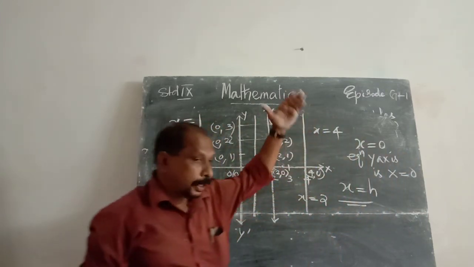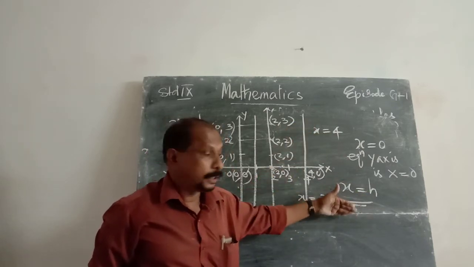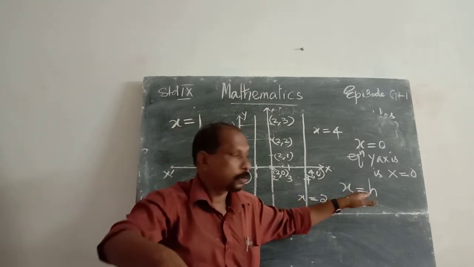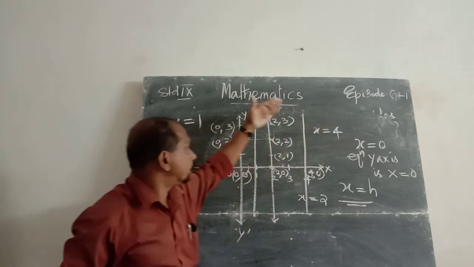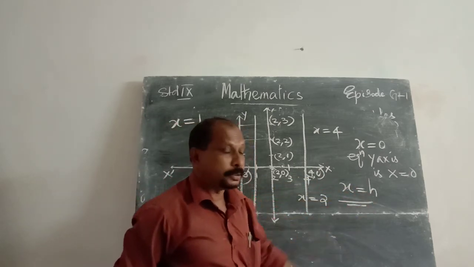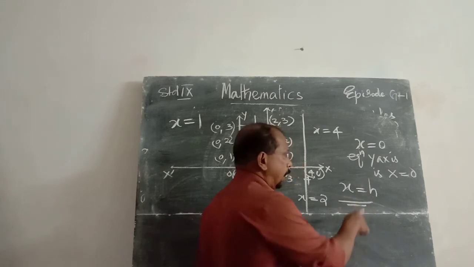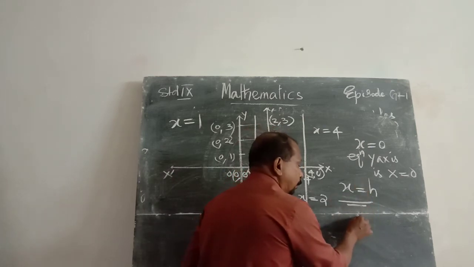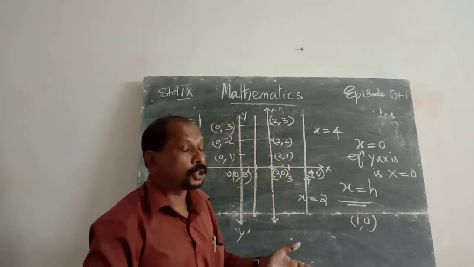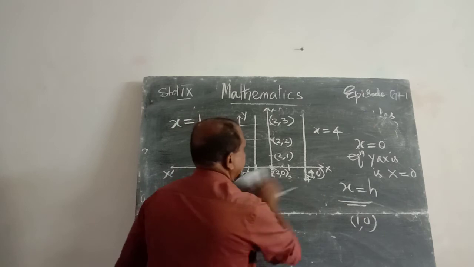And the general equation of a vertical line, or a line parallel to the y-axis, is x is equal to h. If h is equal to 0, that is the equation of the y-axis, which passes through the origin. H is equal to 1 means 1, 0 is a point on the line. H is equal to 2 means 2, 0 is a point on the line. That means it is the general equation of a vertical line.